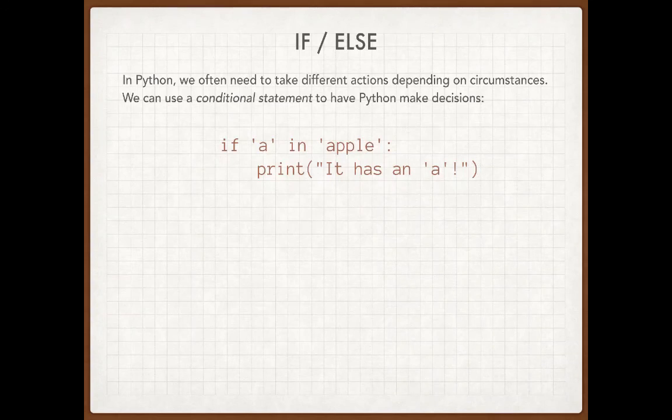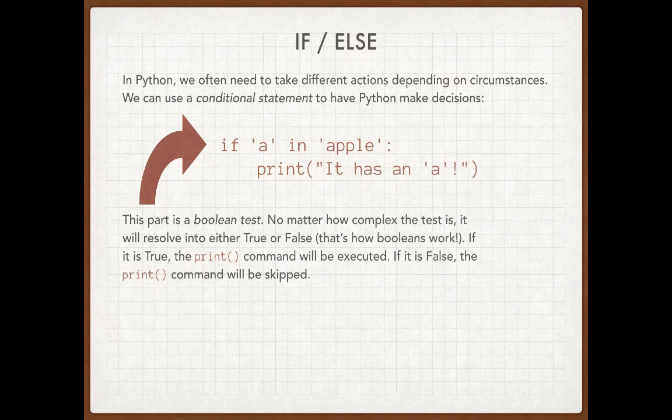Because in Python we need sometimes to take different actions depending on our circumstances, the conditional in Python looks a bit like this. There's one here. This is an in operator. We're going to see this a little bit more, especially next time in the next lecture. But this is the foundation of Boolean operation here in Python.